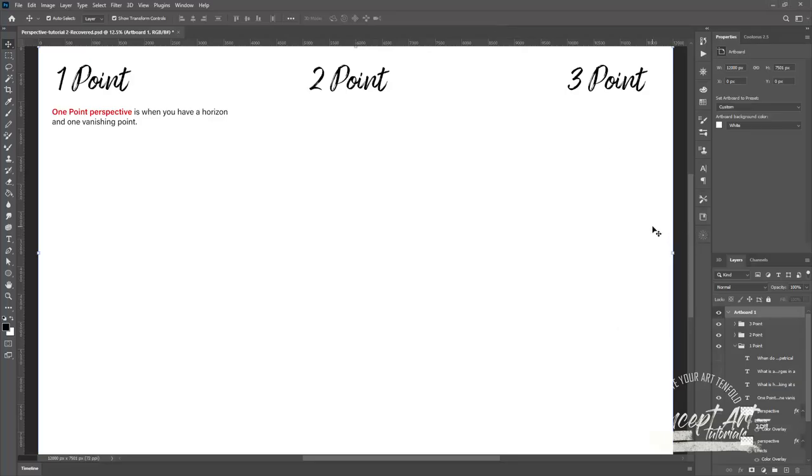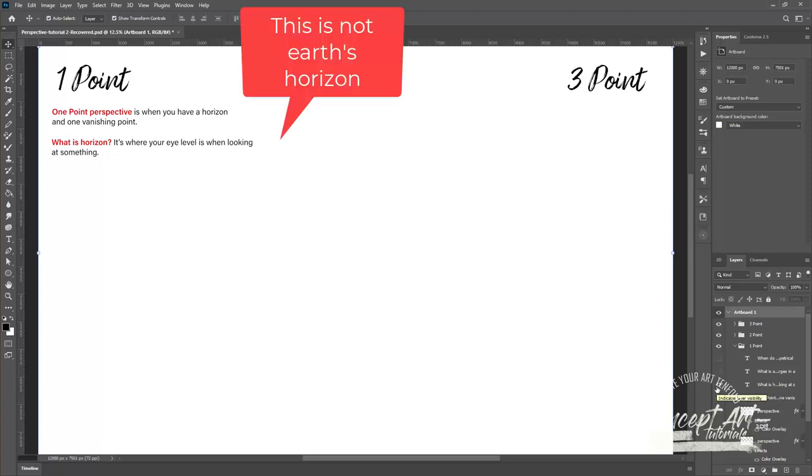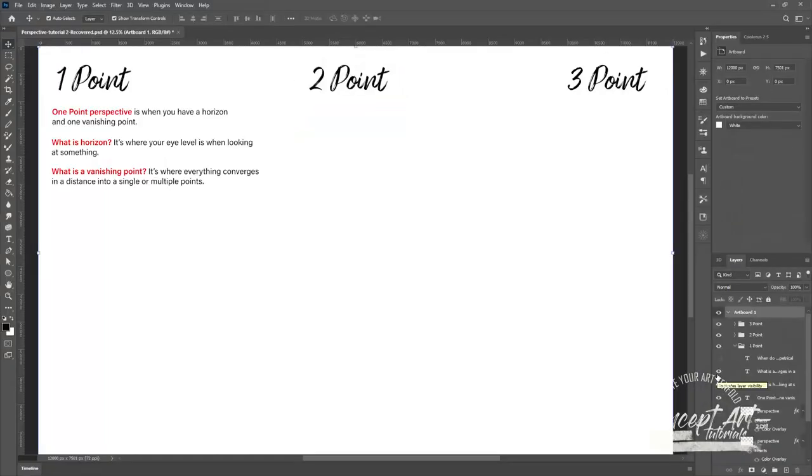One point perspective is when you have a horizon and one vanishing point. What is a horizon? Horizon is where your eye level is when you're looking at something. So it will always vary depending on your height. What is a vanishing point? It is where everything converges in a distance into a single or multiple points.